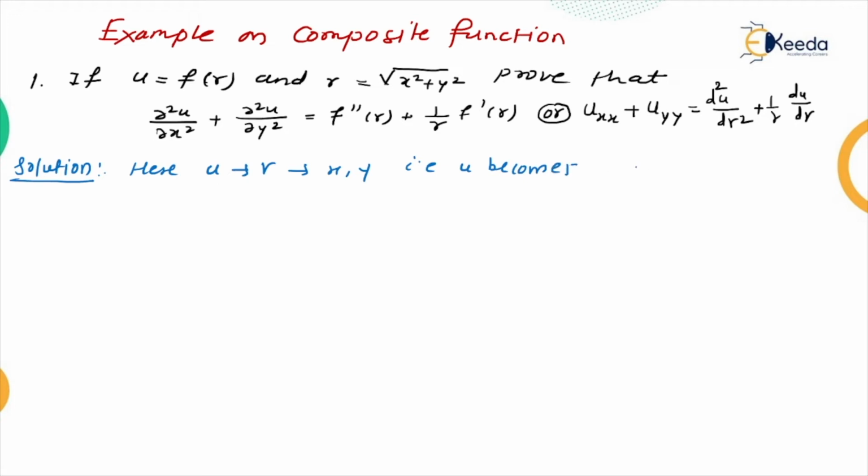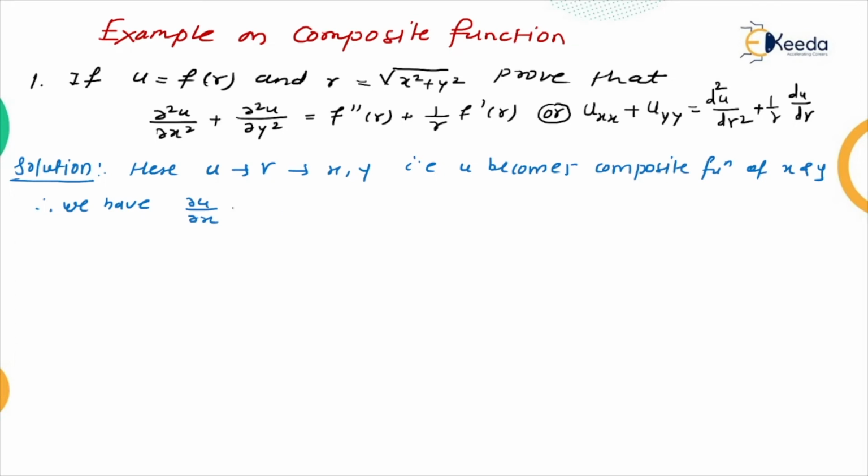u becomes a composite function of x and y, right? So therefore, if this is a composite function u, how do we find ∂u/∂x?